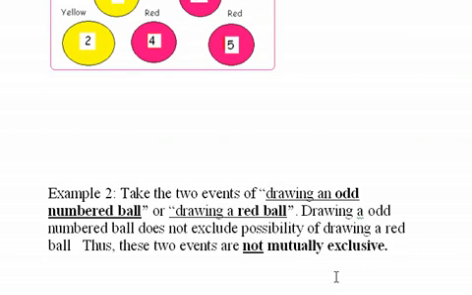Example 2. Take the two events of drawing an odd numbered ball or drawing a red ball. Drawing an odd number ball does not exclude the possibility of drawing a red ball. In other words, they can both happen at the same time. You can draw a 3 and that's an odd number ball, and you also have a red ball. And vice versa. You can draw an odd red ball and get an odd number ball. Thus, these two events are not mutually exclusive.